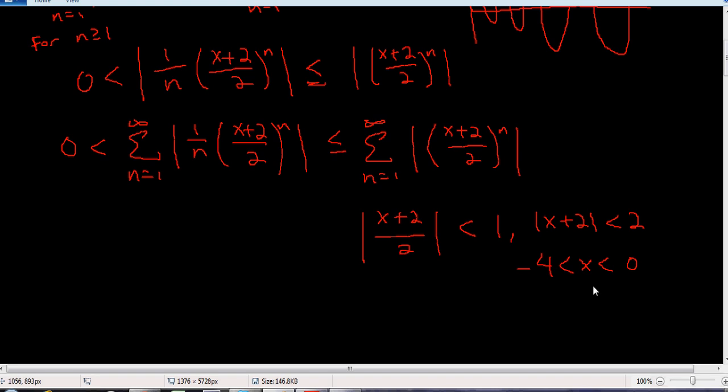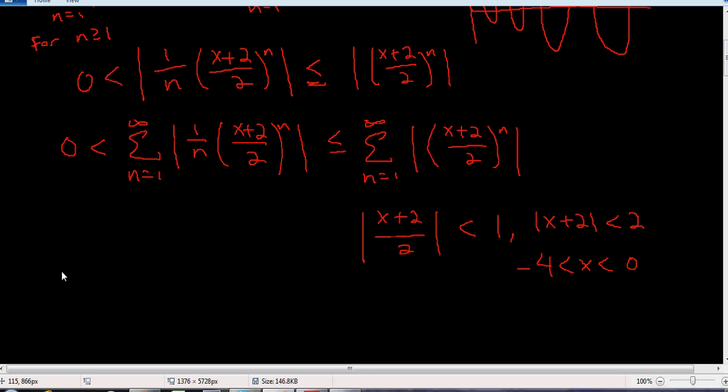So basically, if I know x is between negative 4 and 0, well, this converges, and therefore, since this converges, this is trapped in between, right? Let's say 0 is less than my sum, which is less than or equal to some number. Let's say if it's 6, my sum is trapped between 0 and 6, so it can't blow off to infinity. That's the whole point here.